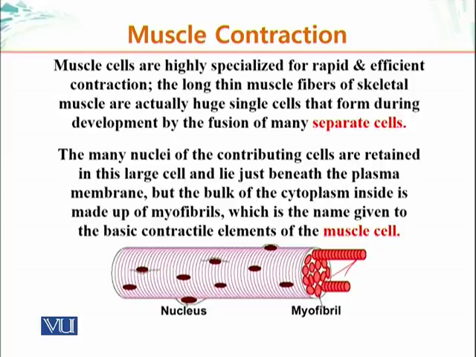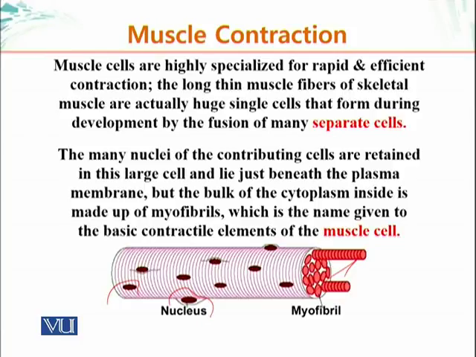So this is again a more magnified view of a muscle cell. This is one muscle cell. It has many nuclei because it was formed by fusion of smaller cells called the myoblasts. And it is 15 micron in diameter, and it can be up to several centimeters long. Many nuclei of the contributing cells are retained in this large cell, which lie just beneath the plasma membrane, but the bulk of the cytoplasm inside the cell is made up of these myofibrils that we have talked about, which is also the basic contractile element of a muscle cell.